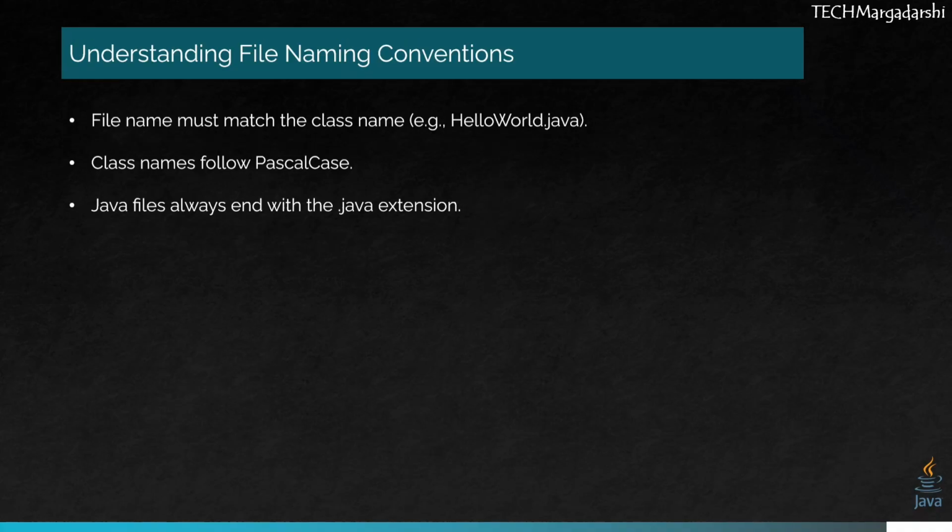Before we move on, it's important to understand how file naming works in Java. Java is very strict about naming conventions. The file name must match the class name exactly. For example, if your class is named HelloWorld, then your file must be saved as HelloWorld.java. Next, Java class names always follow Pascal case, which means every word starts with a capital letter, like MyFirstProgram or StudentDetails. And finally, every Java source file ends with the extension .java. Following these naming rules helps Java compile your code properly and keeps your project organized.